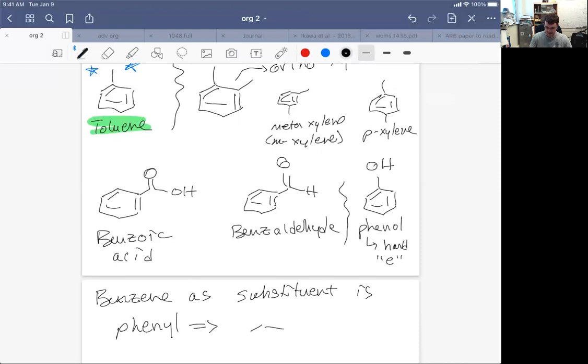So what's phenyl? Phenyl is when you've got benzene hanging off of a molecule. And so let's imagine you've got a really complicated molecule with like a benzene hanging off of it. You would call it a phenyl something. Turns out that benzyl might make more sense, but benzyl is something else.